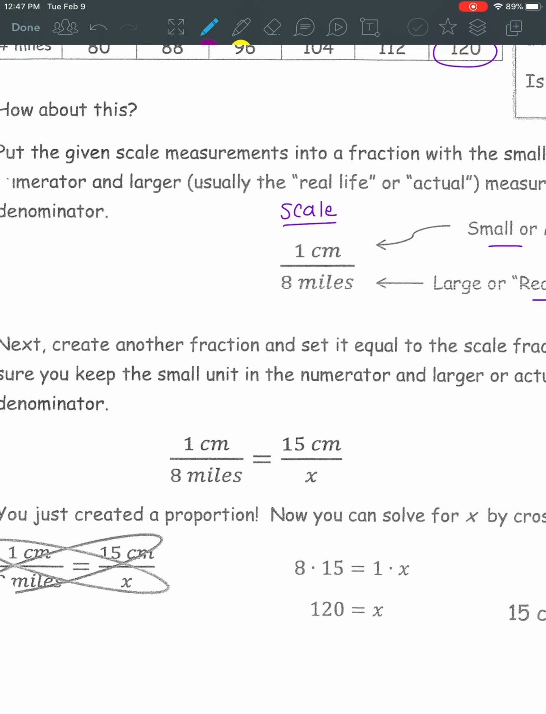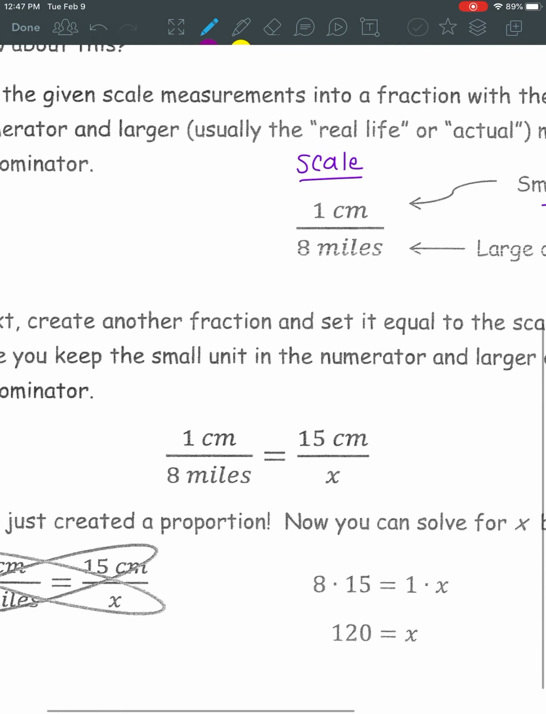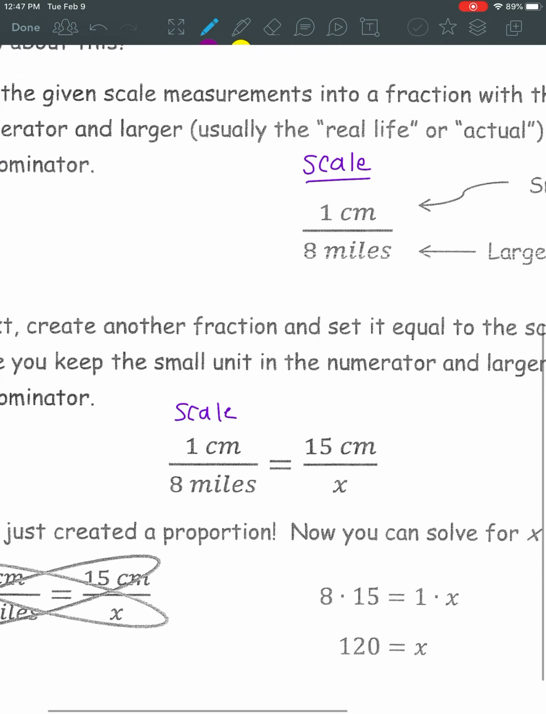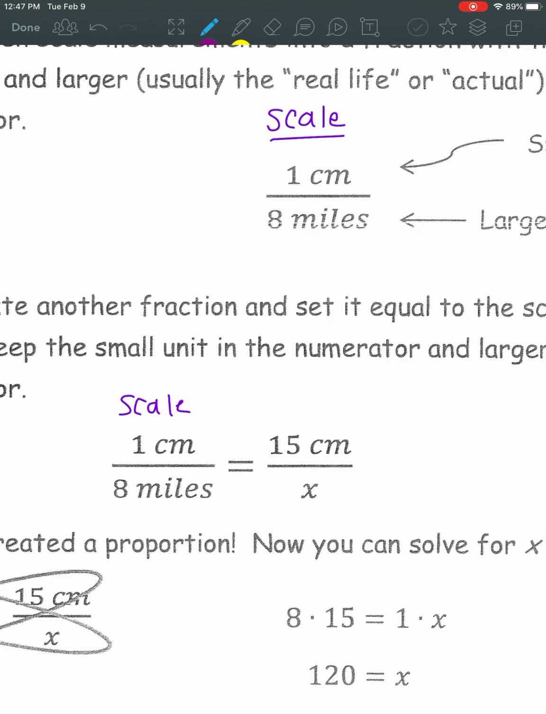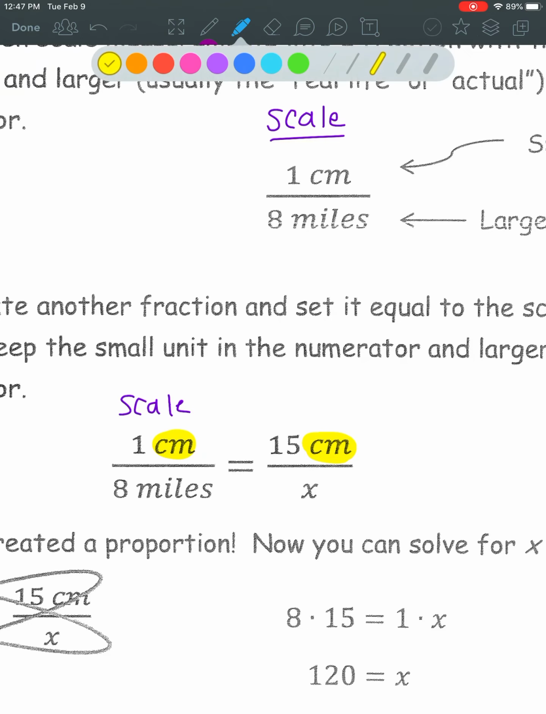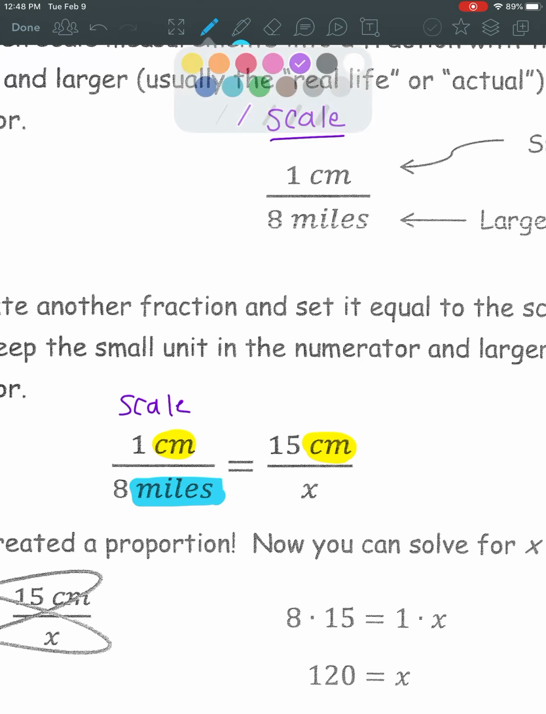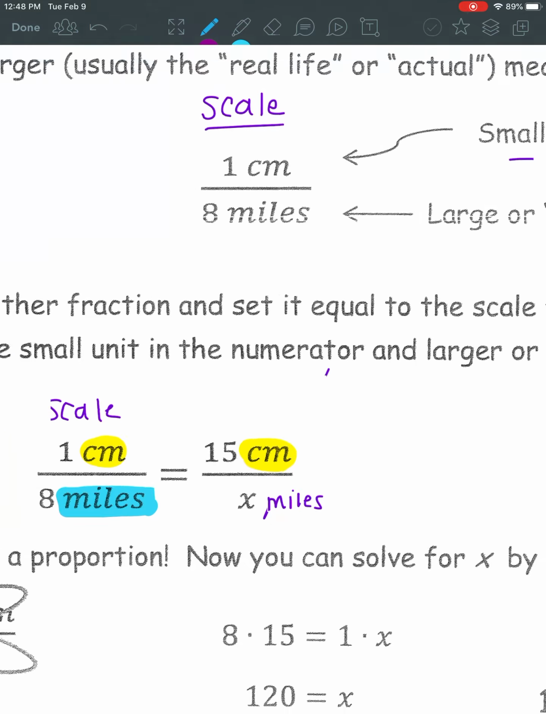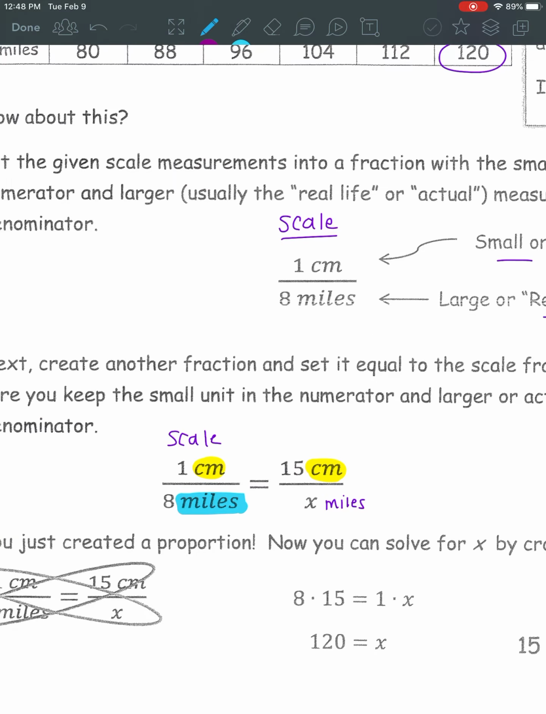Okay? Next, we're going to create another fraction and we're going to set them equal to each other. So here was our scale that we just took from up above. Now what we know were these cities were 15 centimeters apart. Notice centimeters was on the top. So the 15 centimeters that we were given also has to stay on the top. The bottom represented real life, so 8 represented miles. So we know when we solve for this x, it has to stay consistent, that we're solving for the number of miles apart that they are in real life.